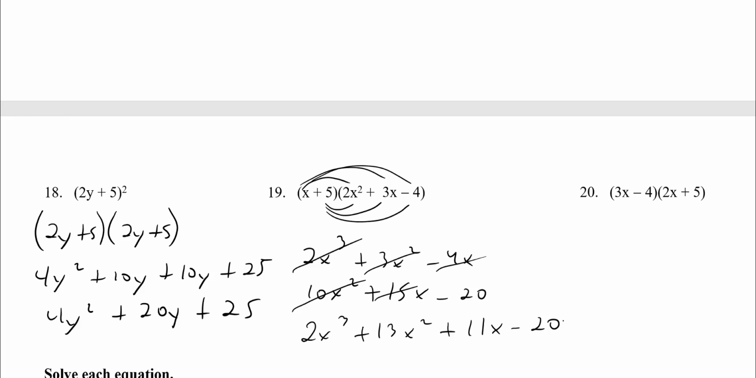Okay, and the last one's FOIL. It's really easy. 3x times 2x is 6x squared. 3x times 5 is plus 15x. Negative 4 times 2x is negative 8x. And negative 4 times 5 is negative 20. So we get 6x squared plus 7x minus 20. And that's your answer.